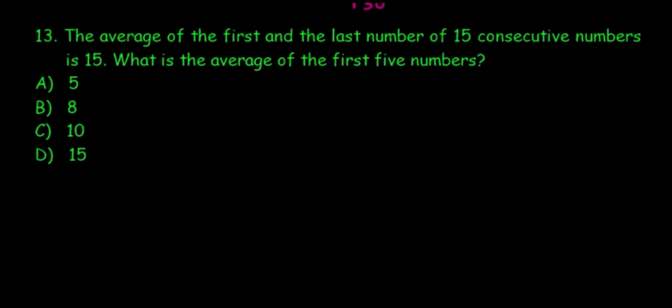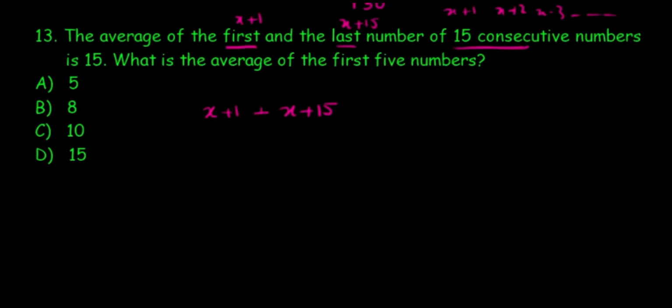Question number 13. The average of the first and the last number of 15 consecutive numbers is 15. So I'm looking at the first and the last number. Let's say I take the first number to be x plus 1. So the next number is x plus 2, x plus 3, x plus 4 is the fourth number. So x plus 15 will be the 15th number. The last number, because they said it's 15 consecutive numbers, would be x plus 15.